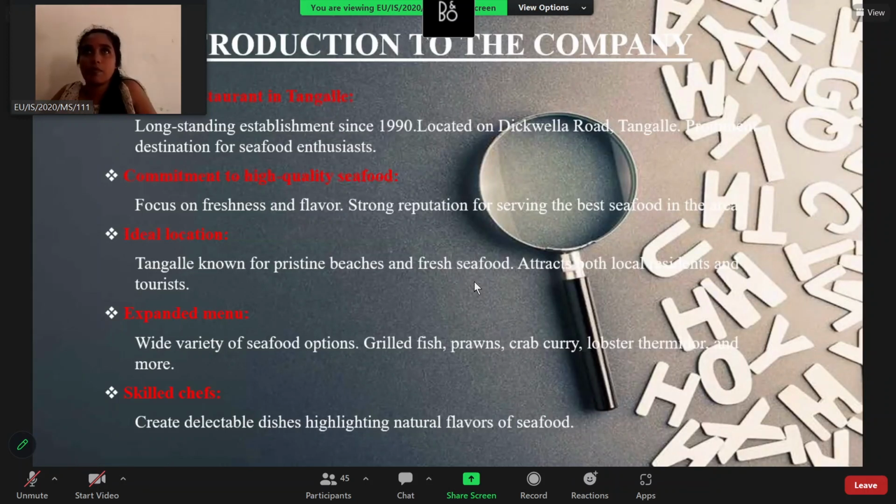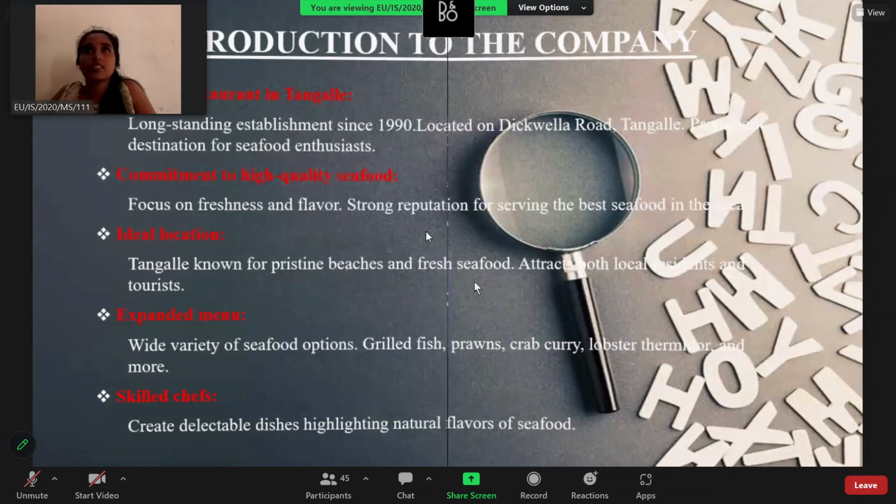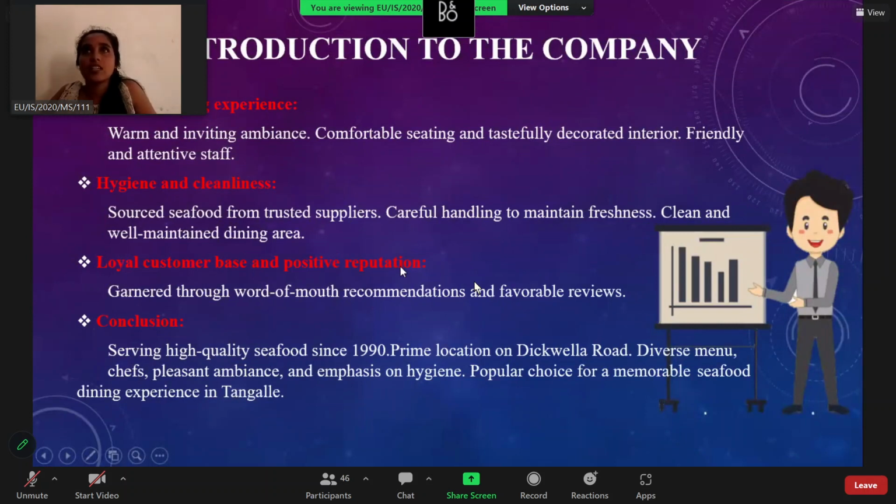Friendly and attentive staff. Hygiene and cleanliness: source seafood from trusted suppliers, careful handling to maintain freshness, clean and well-maintained dining area. Loyal customer base and positive reputation, through word of mouth recommendation and favorable reviews. In conclusion, this seafood restaurant in Tangol has been serving high quality seafood since 1919. With its prime location, diverse menu, skilled chefs, pleasant ambience, and emphasis on hygiene, it is a perfect choice for a memorable seafood dining experience. My part is over. I invite Himasha to continue the presentation.